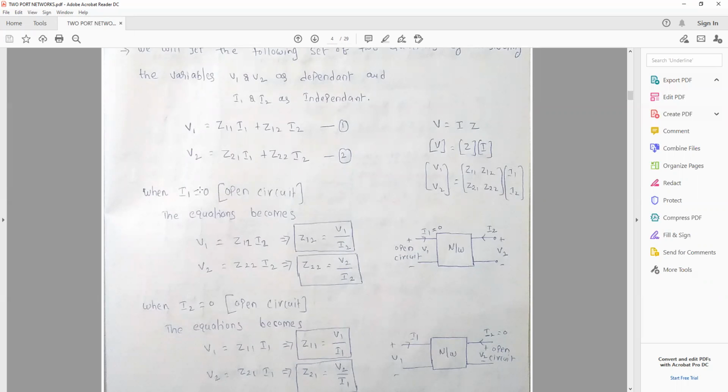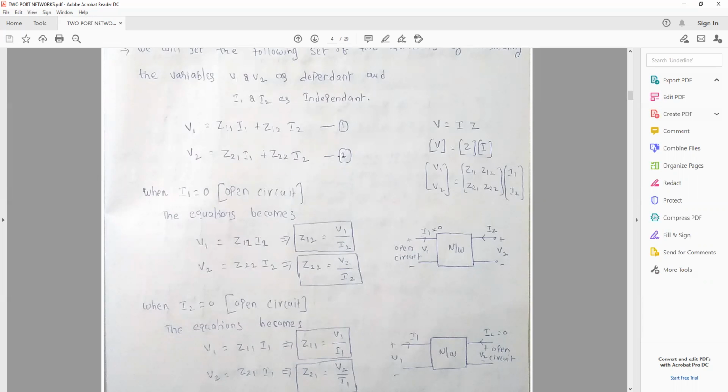I1 is equal to 0 చేస్తే, సో ద ఈక్వేషన్ 1 బికమ్స్ ఏమవుతుంది చూడండి, V1 is equal to Z12 I2, ఇదిగోండి. అలాగే ఇక్కడ కూడా I1 0 చేయండి, సెకండ్ ఈక్వేషన్ బికమ్స్ V2 is equal to Z22 I2. సో దెన్ Z12 is equal to V1 by I2, Z22 is equal to V2 by I2.